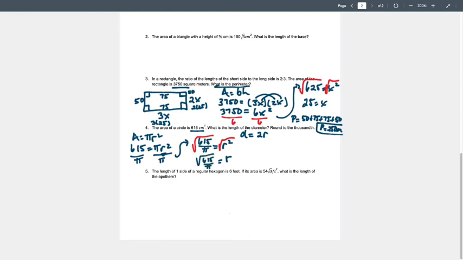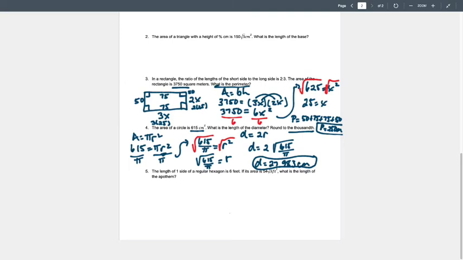And then to get my diameter, I'm going to do 2 times the square root of 615 over pi. And I'm going to type that in my calculator, and when I do, I get that the diameter is 27.983. Now it's asked me to round to the thousandths, and that's 3 decimal places. My units were centimeters, so I need to put centimeters right there.